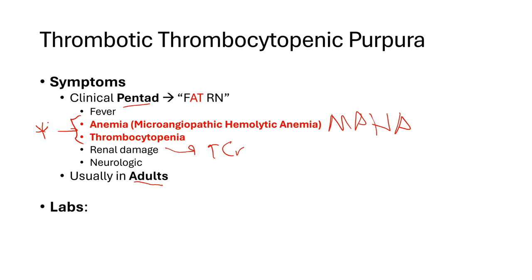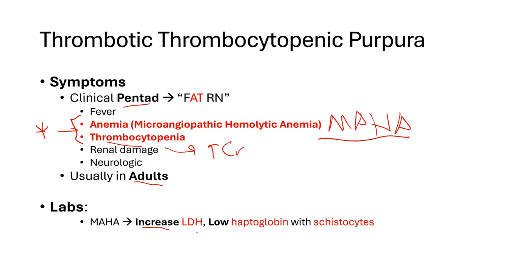Lab values can also be utilized to help suggest TTP. What we're going to see are lab values that demonstrate MAHA and lab values that demonstrate thrombocytopenia. For MAHA, you typically see an increase in LDH. LDH, also known as lactate dehydrogenase, is an enzyme found inside red blood cells. When the red blood cells rupture, LDH is released in the bloodstream. Because we have hemolytic anemia, this leads to rupture of those red blood cells, which leads to an increase in LDH. You also see low haptoglobin.